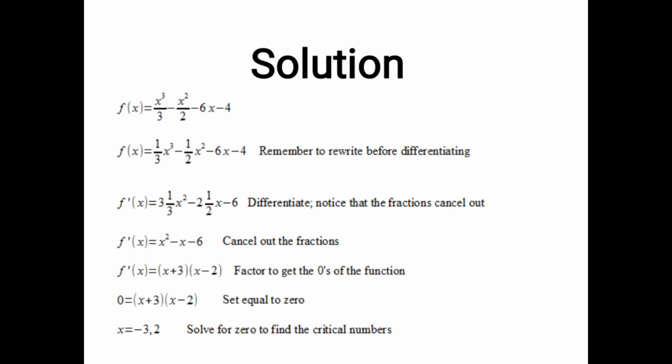Hence, the first derivative of f of x becomes f prime of x equals x squared minus x minus 6. Now finding the critical points by equating this first derivative to 0, we have x squared minus x minus 6 equals 0. Factoring, we have x plus 3 times x minus 2, and setting to 0 to find the critical numbers. Therefore, x1 equals minus 3 and x2 equals 2.